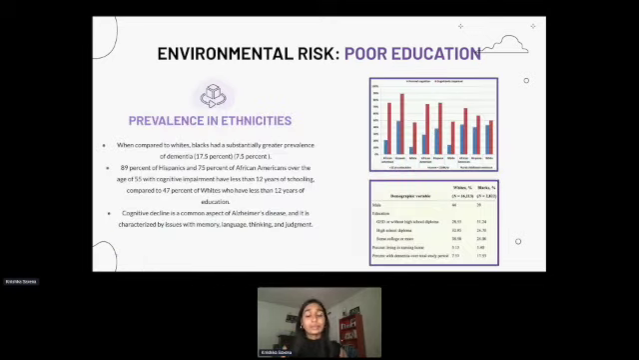And for prevalence and ethnicities, when compared to whites, Black had a substantially greater prevalence of dementia due to lack of education. And the same was for Hispanics and African Americans for cognitive impairment, which is a common aspect for Alzheimer's disease.